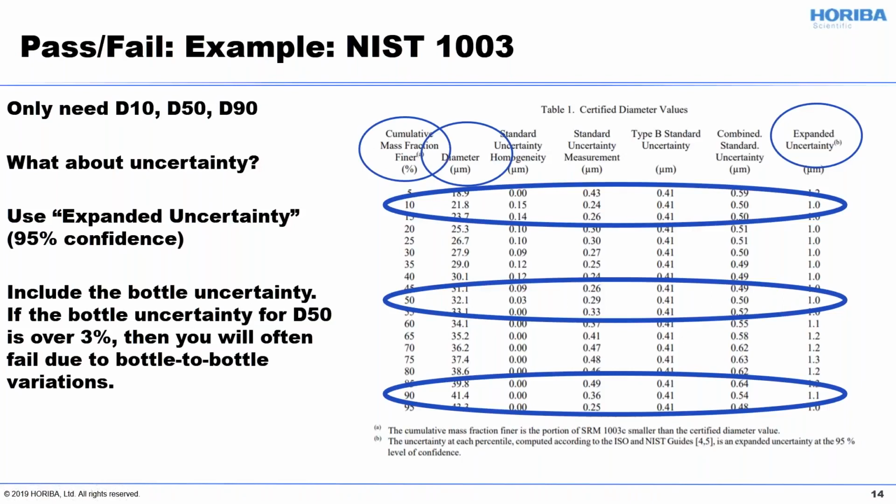And if you look at the guides on uncertainties, expanded uncertainty tends to be at 95% confidence. So you'll take a standard uncertainty and multiply by 2. If you look at the center columns, that's how you build up this expanded uncertainty.